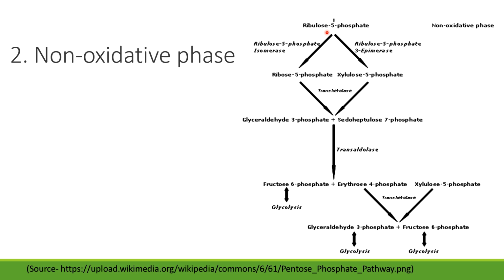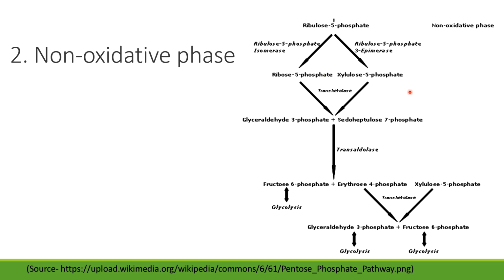It begins with the conversion of ribulose 5-phosphate, which is formed in the oxidative phase, into either ribose 5-phosphate or xylulose 5-phosphate. So the formation of ribose 5-phosphate from ribulose 5-phosphate is because of the enzyme ribulose 5-phosphate isomerase, while the synthesis of xylulose 5-phosphate from ribulose 5-phosphate is because of the enzyme ribulose 5-phosphate epimerase. So you have an isomerase and an epimerase that will decide which is formed.